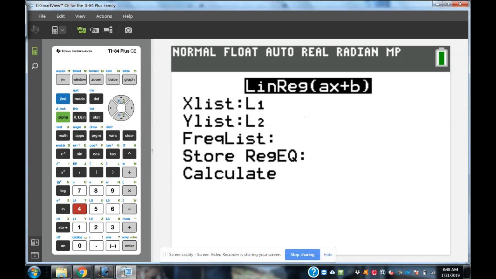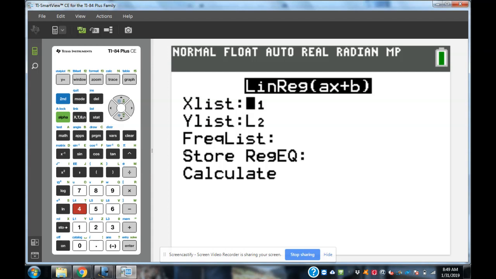And then it's kind of the same way you did the scatter plot. Make sure your X list is L1. Make sure your Y list is L2. Frequency list should be blank. You don't have a frequency list. A frequency list, like list 3, would tell you that this ordered pair showed up 5 times, that ordered pair showed up once, another ordered pair showed up a different number of times. So we don't have that for our information.